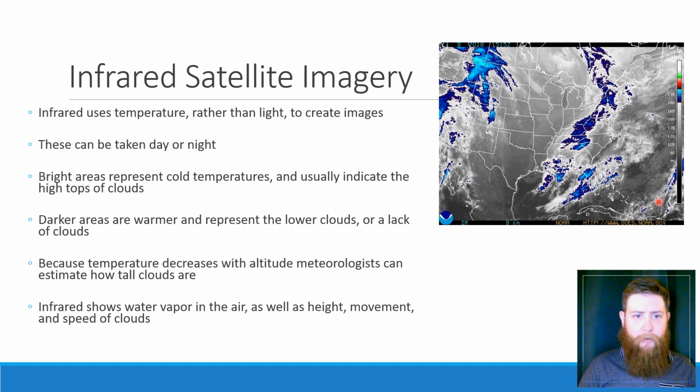Because temperature decreases with altitude, as it gets higher and higher, it gets colder and colder, meteorologists can estimate how tall these clouds are. And just looking at this, we can make some kind of broad assumptions. These clouds are higher than these clouds because they are brighter. The nice thing about infrared is it shows water vapor in the air as well as the height, movement, and speed of this water vapor. So even if it hasn't formed a cloud, it usually will show up. So it gives us a little bit better picture all the time.